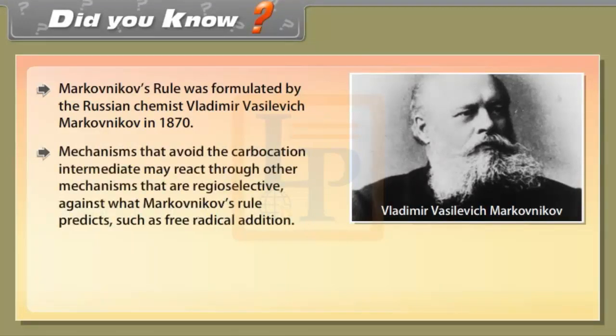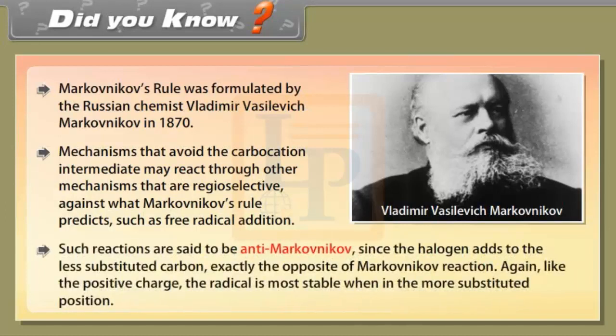Mechanisms that avoid the carbocation intermediate may react through other mechanisms that are regioselective against what Markovnikov's rule predicts, such as free radical addition. Such reactions are said to be anti-Markovnikov, since the halogen adds to the less substituted carbon, exactly the opposite of the Markovnikov reaction. Again, like the positive charge, the radical is most stable when in the more substituted position.